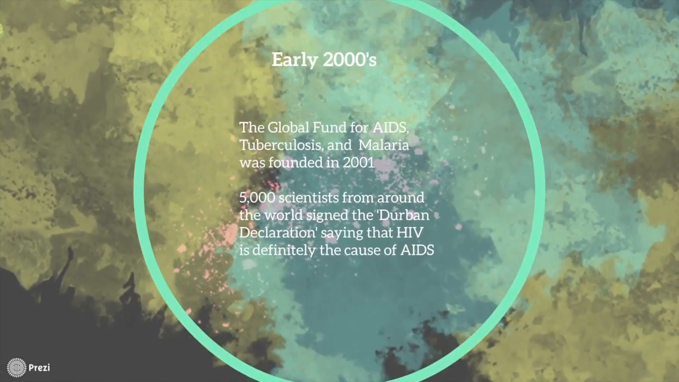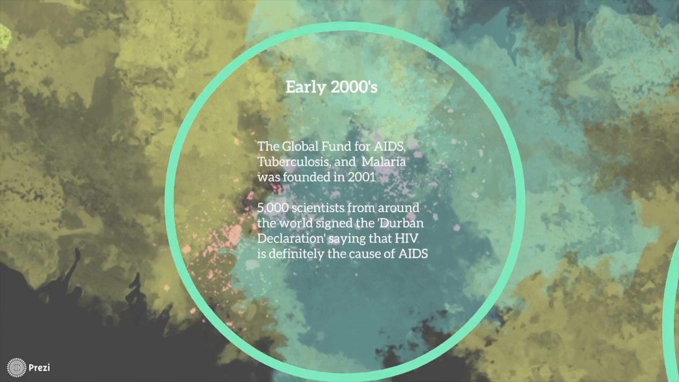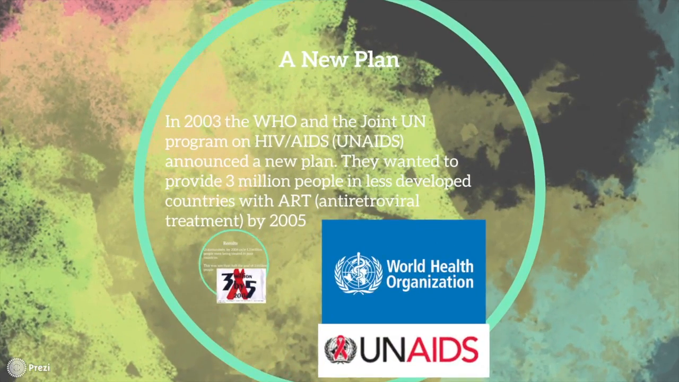The Global Fund for AIDS, Tuberculosis, and Malaria was founded in 2001. 5,000 scientists from around the world also signed the Durban Declaration, saying that HIV is definitely the cause of AIDS. In 2003, the World Health Organization and joint UN programs on HIV/AIDS announced a new plan. They wanted to provide 3 million people in less developed countries with antiretroviral treatment by 2005.